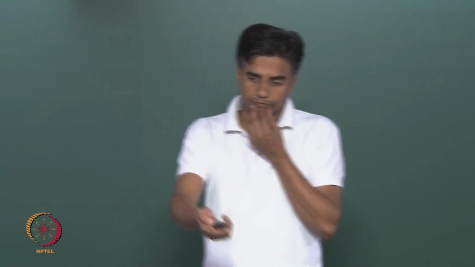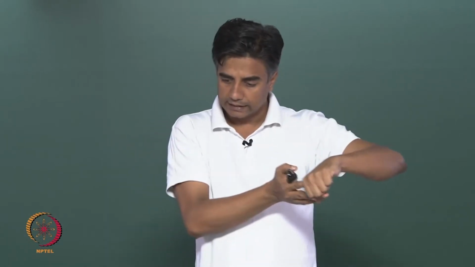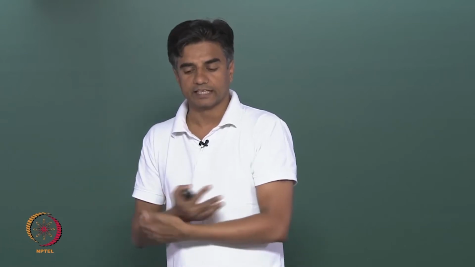where, parts of this I have already told you, the passive verb morphology is be plus participle, where external theta role is just not possible. By external theta role we mean the subject is external to the predicate, so the theta role that it gets is also called external theta role, and therefore the agent NP gets dropped from the active sentence. In other words, in a passive sentence we don't end up with a subject, and then we have the verb which is incapable of assigning case structurally. Okay, we talked about that.